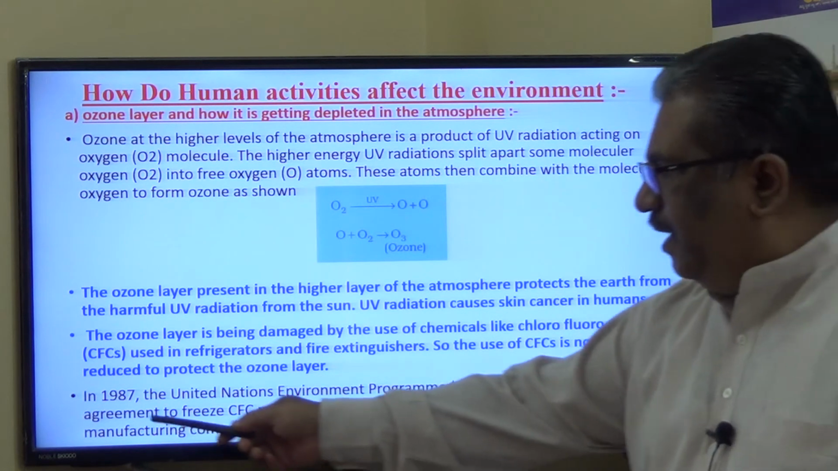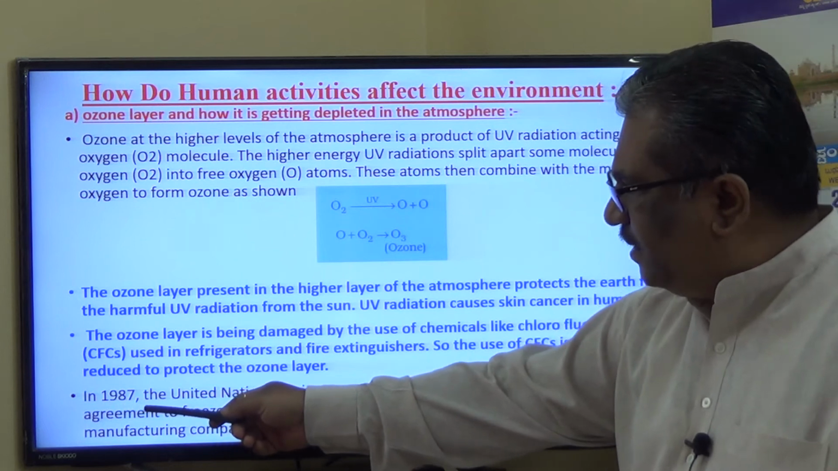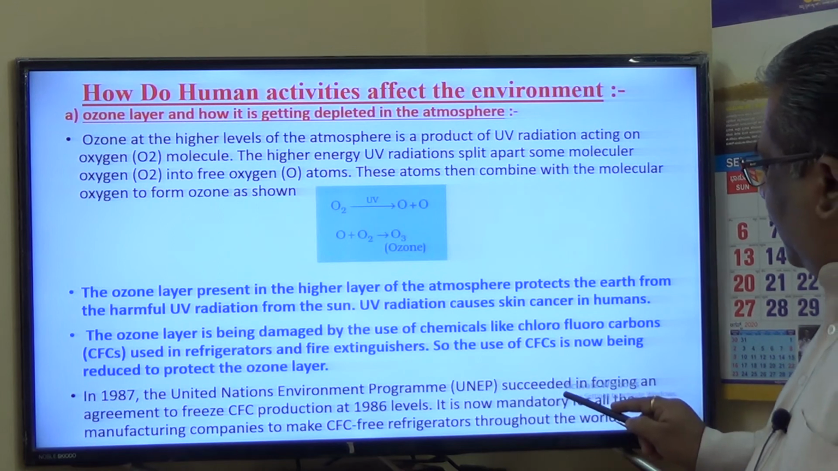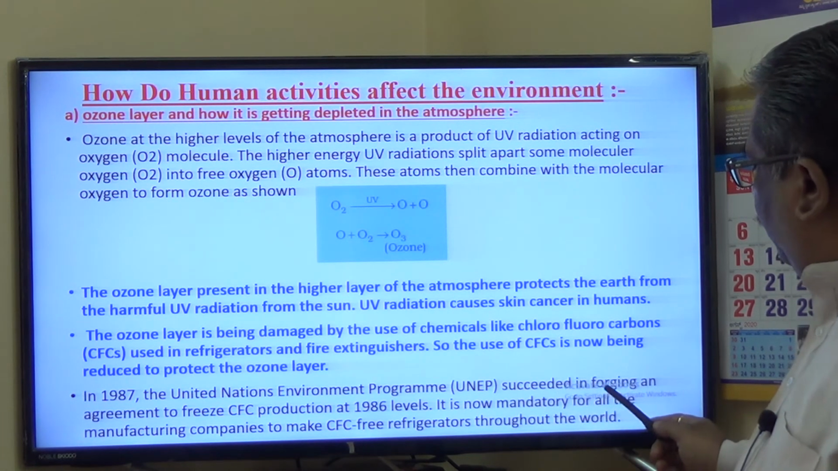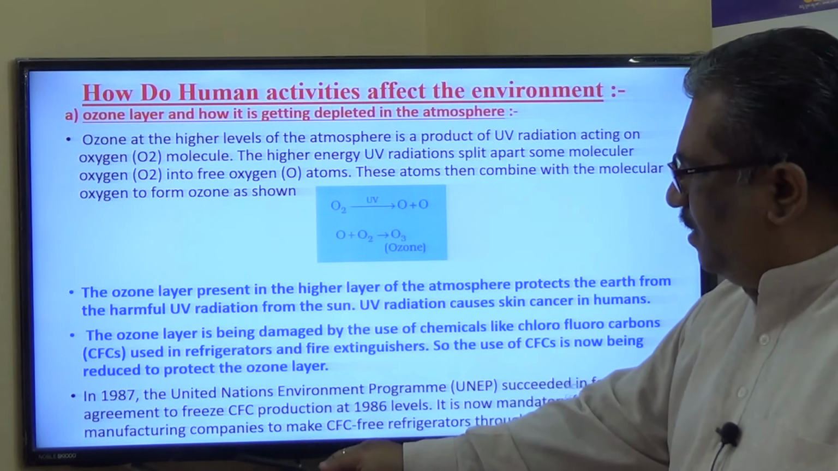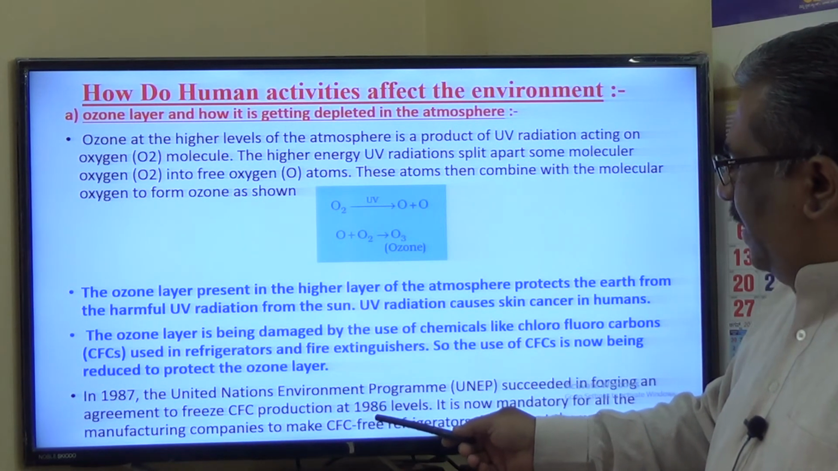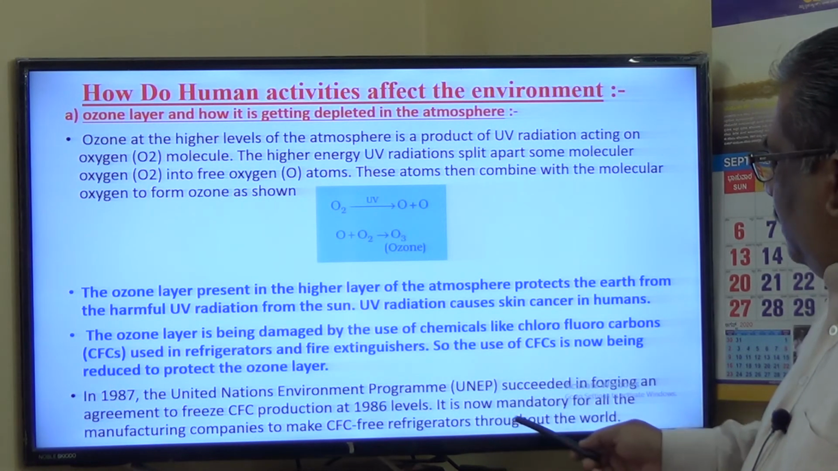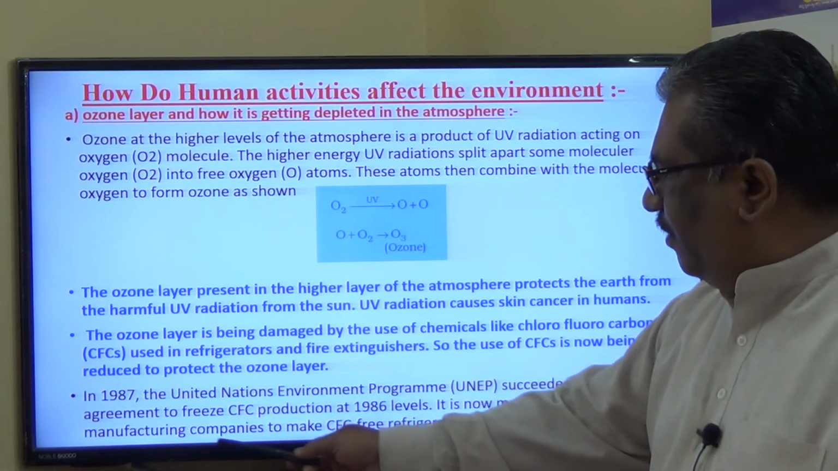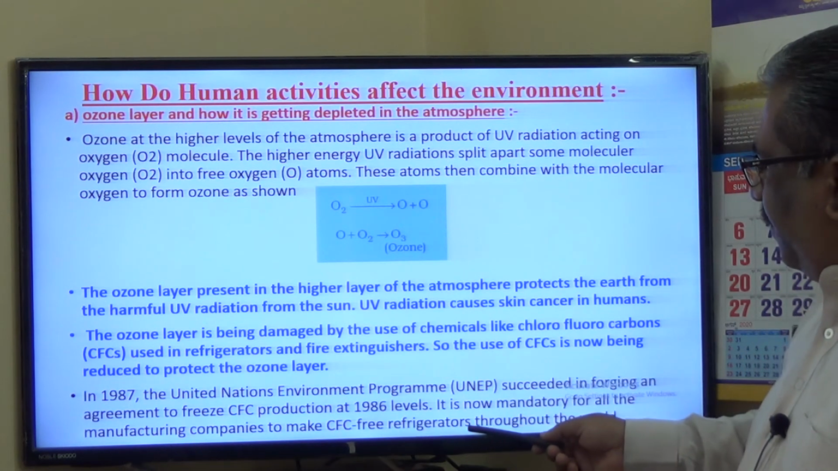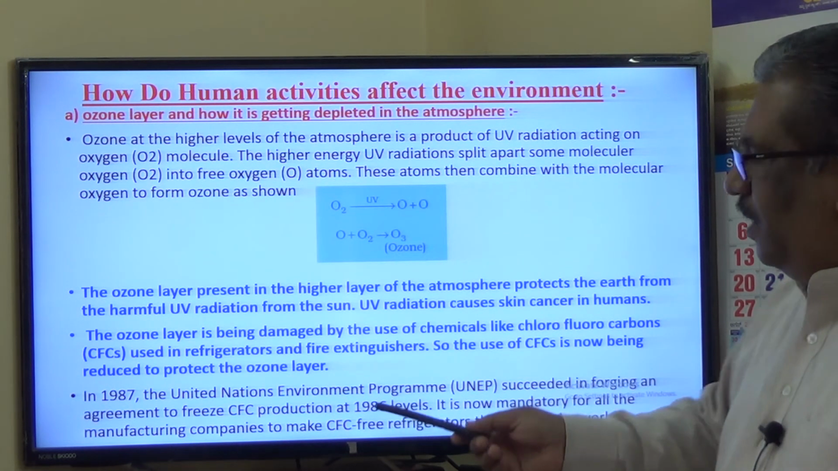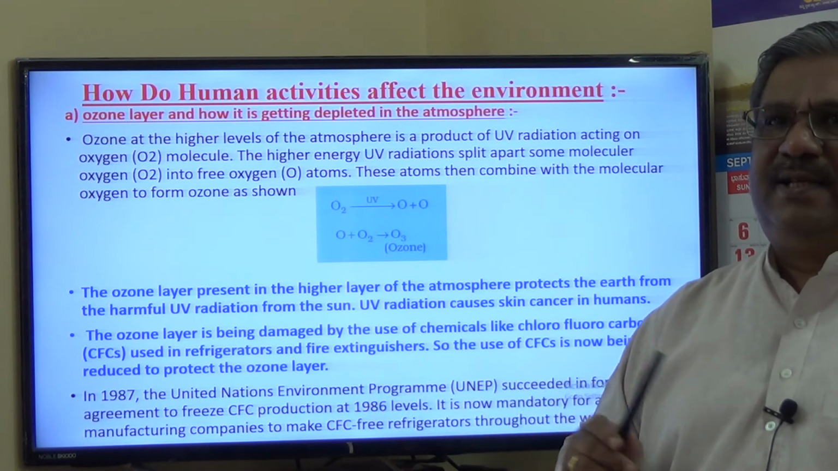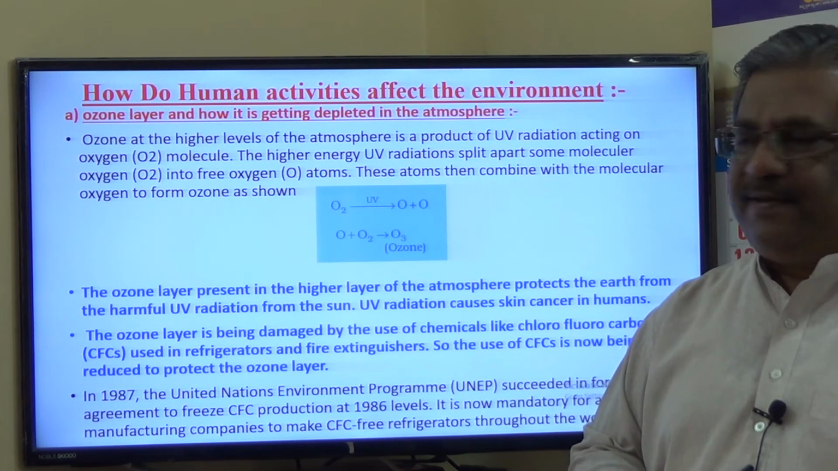And hence in 1987, the United Nations Environmental Program, UNEP, succeeded in forging an agreement to freeze CFC production at 1986 levels. It is now mandatory for all the manufacturing companies to make CFC-free refrigerators throughout the world. Nowadays we are not using chlorofluorocarbons, but we are using some other chemicals such as R22 in refrigerators.